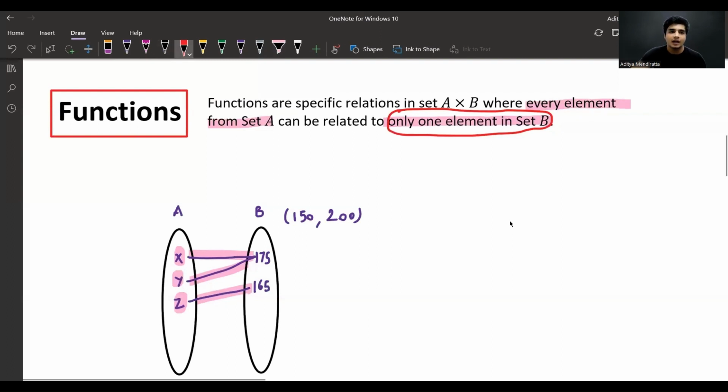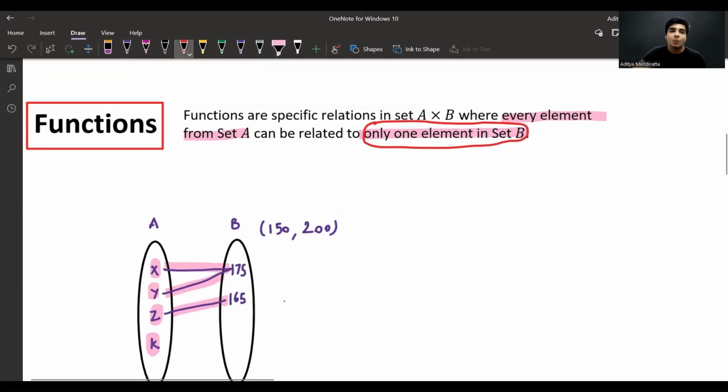Let's take an example where this is not a function. Let's say there is a person K in set A, K for the Great Khali. Now we know that his height is more than 200 centimeters, right? So now there exists an element K which does not have a height in B. So not every element in A is having a height in B. So both these important keyword conditions should be satisfied. Only then it is going to be a function.